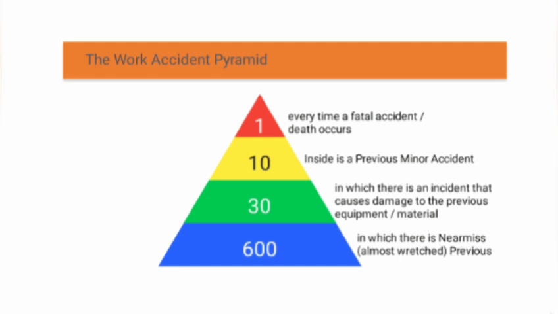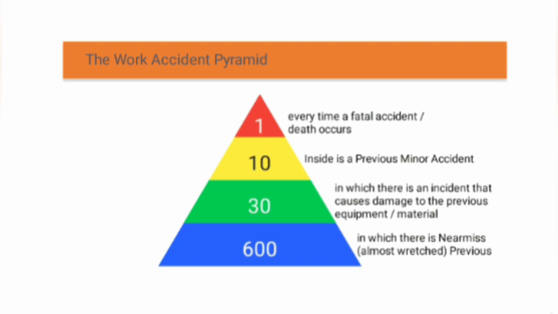This is the work accident pyramid. Every time there is one fatal accident, death or permanent disability. In that one fatal incident, there are 10 minor accidents and 30 accidents that cause damage to assets, property, equipment, or material, and 600 near-miss incidents before the one fatal accident occurred.